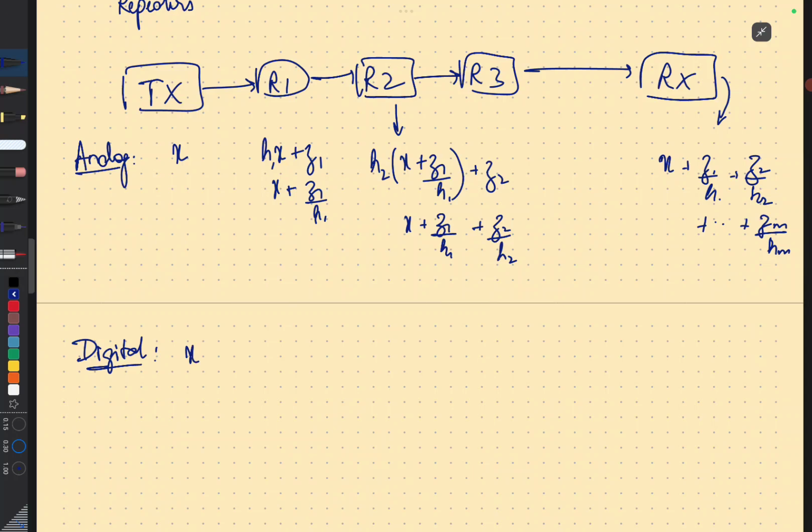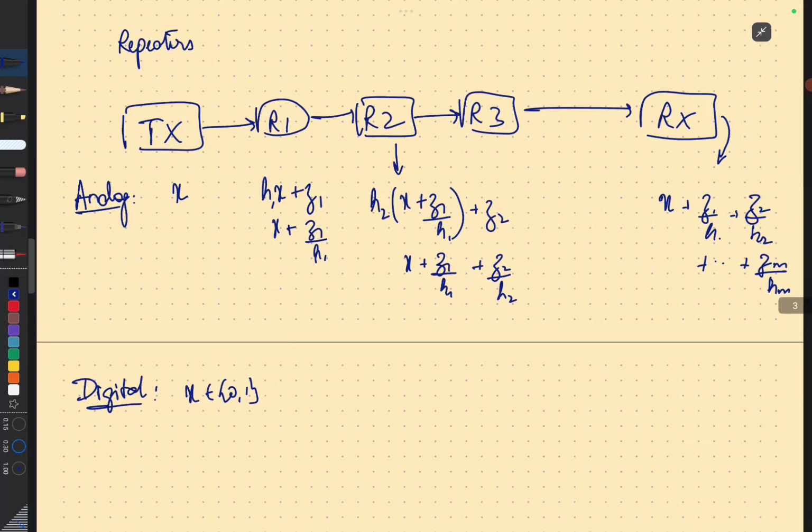All right, now suppose that x is just a single bit. It's either 0 or 1. Well, at the end, what do you want? You want to reconstruct x. But what you actually get is x plus a whole bunch of noise terms. And there is no way you can get rid of these noise terms. Right? And the more repeaters you introduce, the more noise terms there will be.